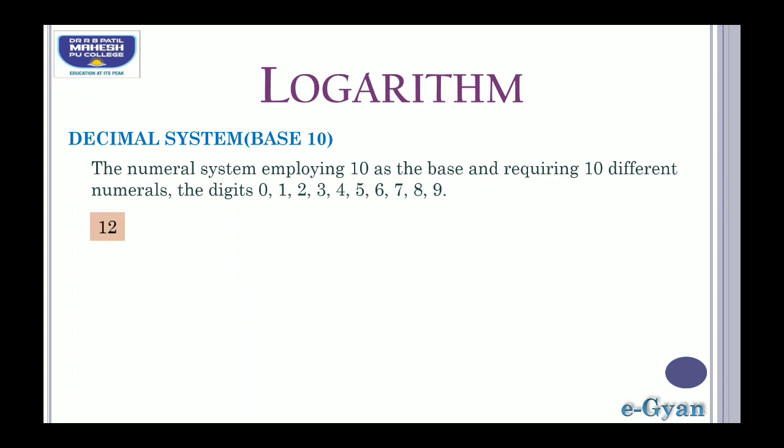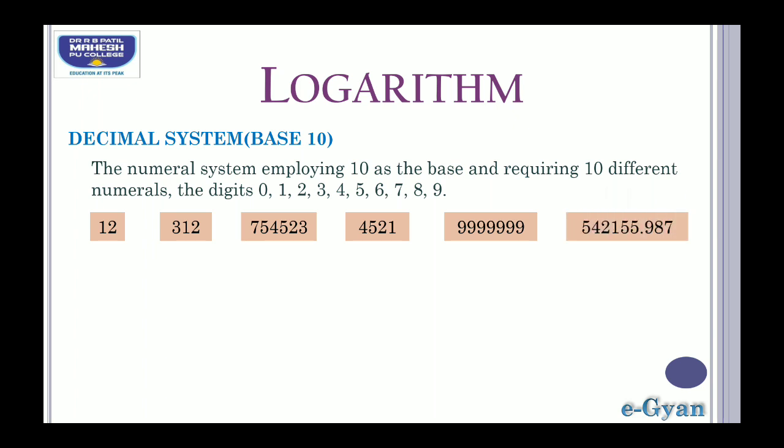12, 312, 7,54,523, 4,521, 99,99,999, 5,42,155.987. So these are a few numbers that have been written in the decimal system, or in base 10.